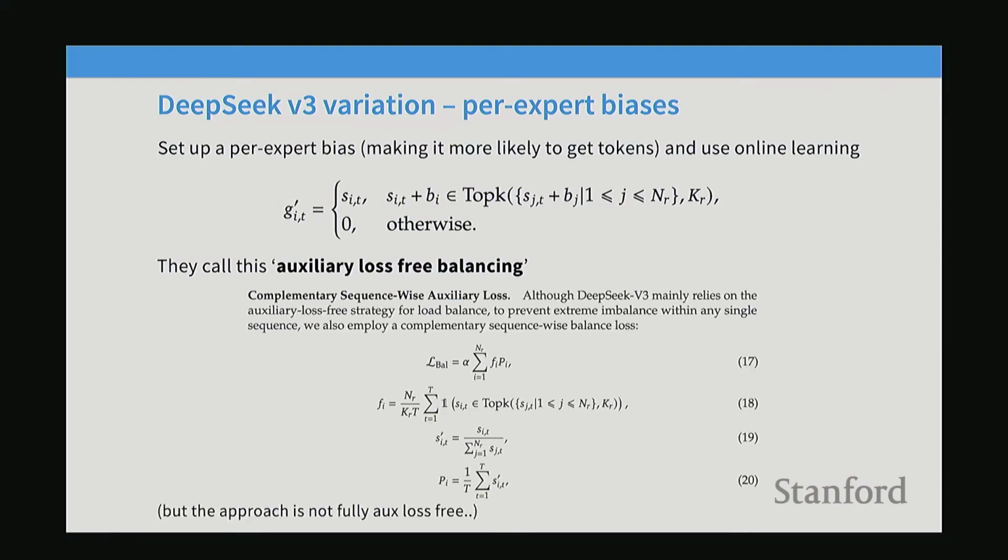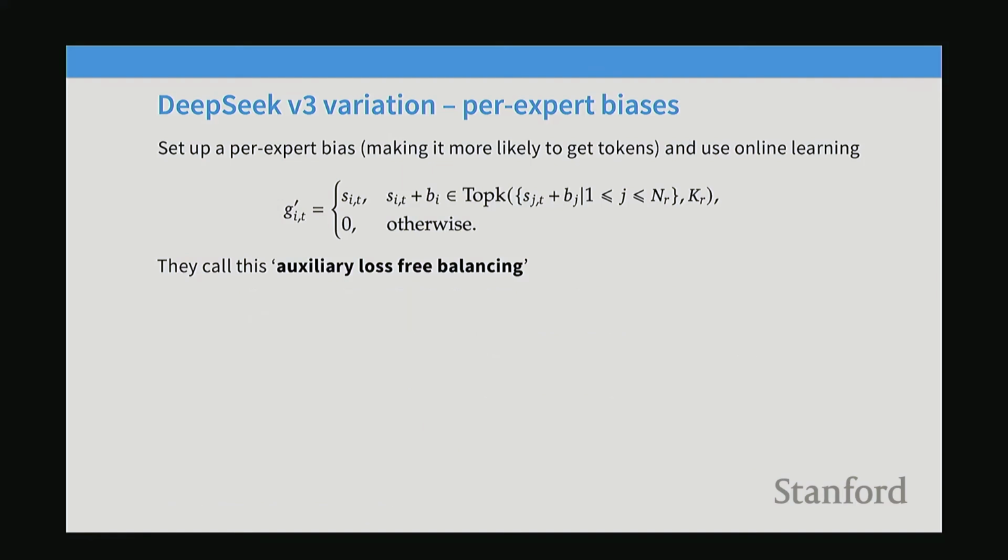And the way that this works is that they're going to learn B of I through a really simple online gradient scheme, online learning. And so they're going to measure at each batch, what are each of the experts getting? Like, are they getting an even number of tokens? And if they're not getting enough tokens, they add sort of gamma, some learning rate, to B of I, sort of making it higher. If they're getting too many tokens, they're going to subtract gamma, making that expert slightly less attractive, right? So they're just learning little offsets for each of the S of I's.